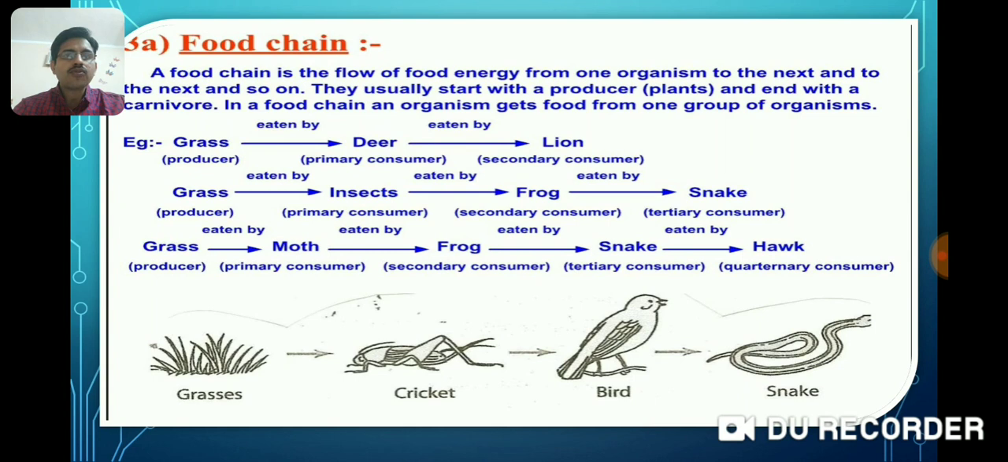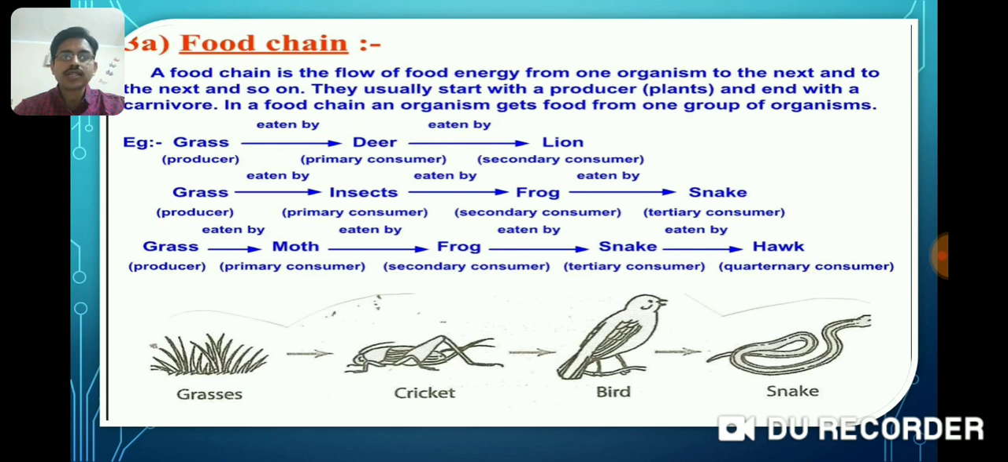Now we will talk about food chain. In an environment, all organisms are dependent on each other. So there is a sequential flow of energy from one organism to the next and so on. This flow of energy through an ecosystem constitutes a chain of organisms which is called food chain. They usually start from producer level, that is plants who are able to prepare their food, and end with a carnivorous organism. In a food chain, an organism gets food from one group of organisms.